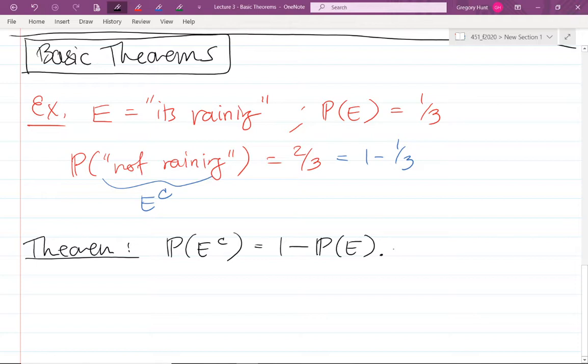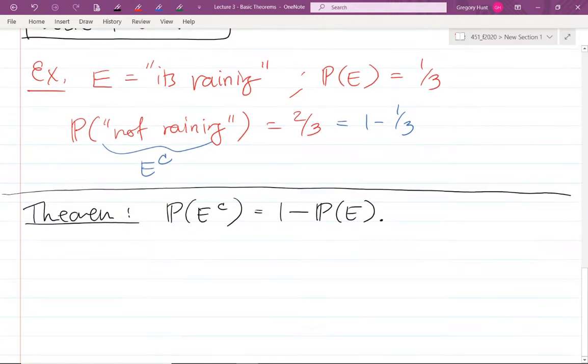And indeed, this is true. So let's prove our intuition here. Let's prove our intuition that this theorem should be true, and let's show that the Kolmogorov axioms give us enough of our intuition to show that this theorem is true.